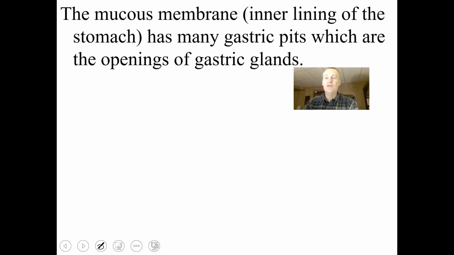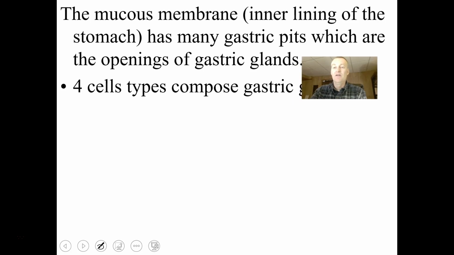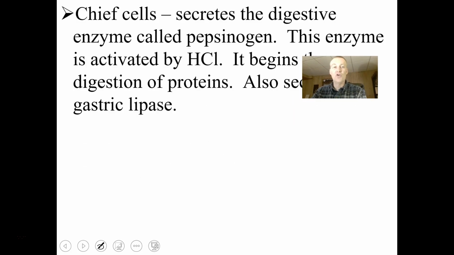So the inner lining of the stomach is a mucous membrane. It has many gastric pits, which are openings to gastric glands. And if I just go forward and show you what that looks like.